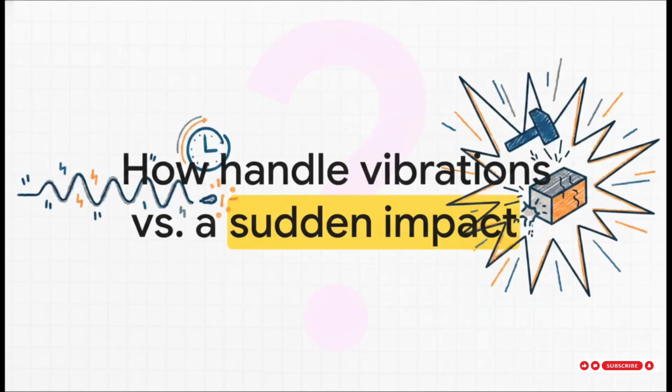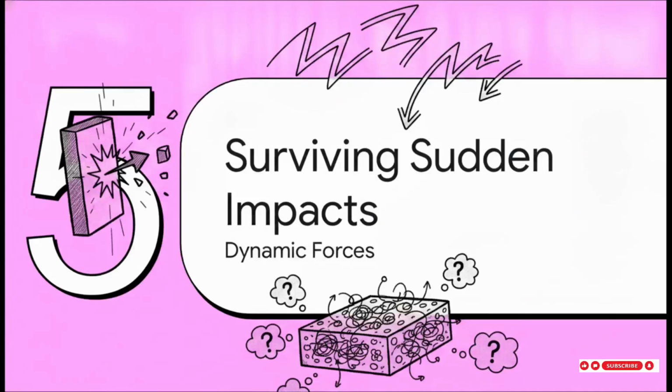I mean, it's one thing to test a metal by slowly, carefully pulling it apart in a nice, quiet lab. But how does a material handle a billion tiny vibrations over 10 years versus one giant sudden hit? That brings us to Section 5, Surviving Sudden Impacts.